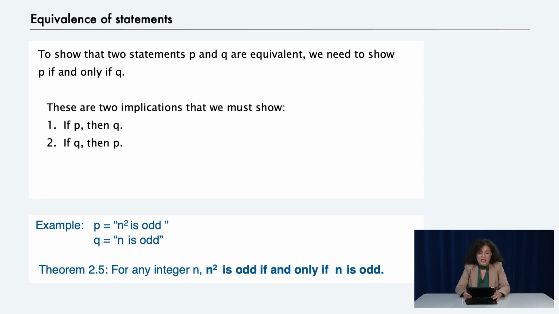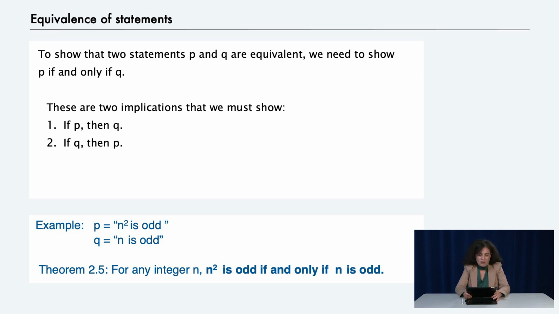Using implications, we can actually show the equivalence of statements. To show two statements P and Q are equivalent, we need to show P if and only if Q. This is actually two implications that we must show. We must show if P then Q and if Q then P.